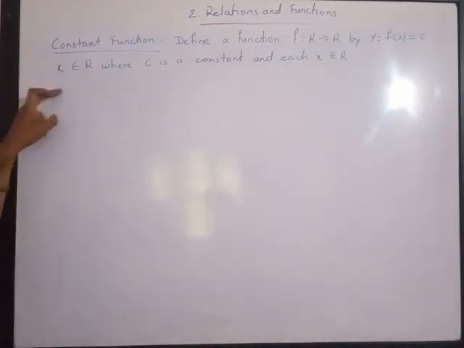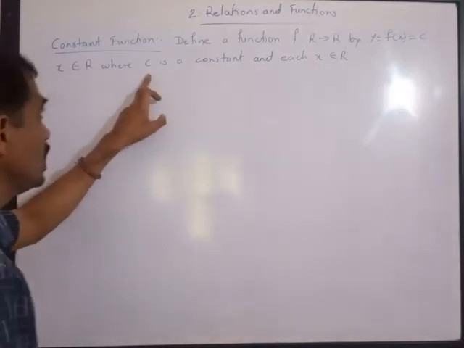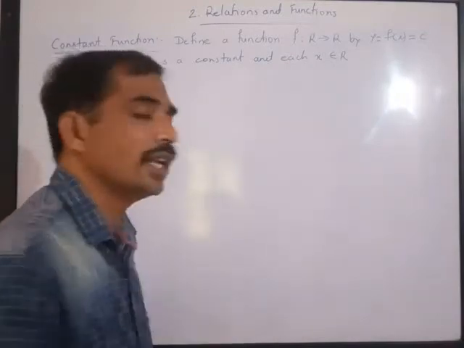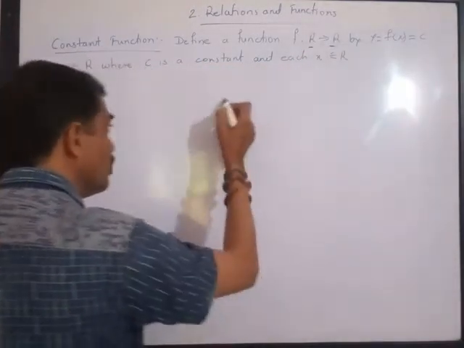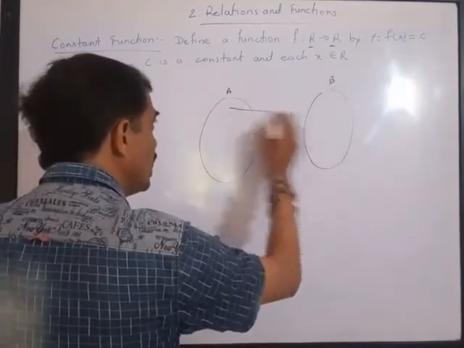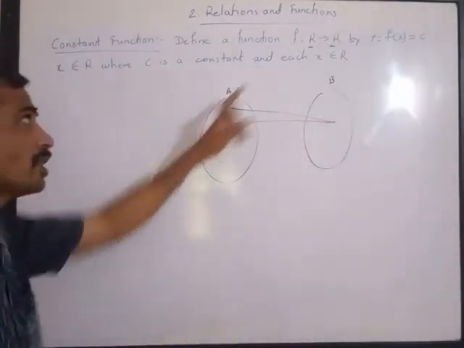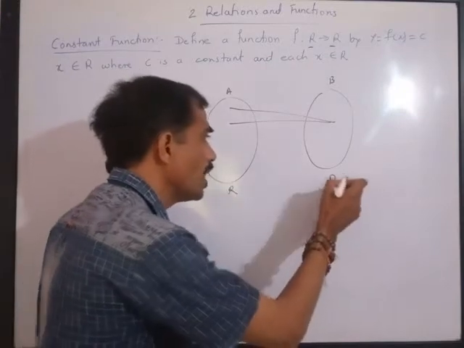So all the elements of the domain belong to real numbers, where c is a constant and each x is a real number. What does this mean? Define a function from real numbers to real numbers means if this is a set A and this is a set B, then we have a relation such that these are real numbers and this is also real numbers. This is a real number and a real number.